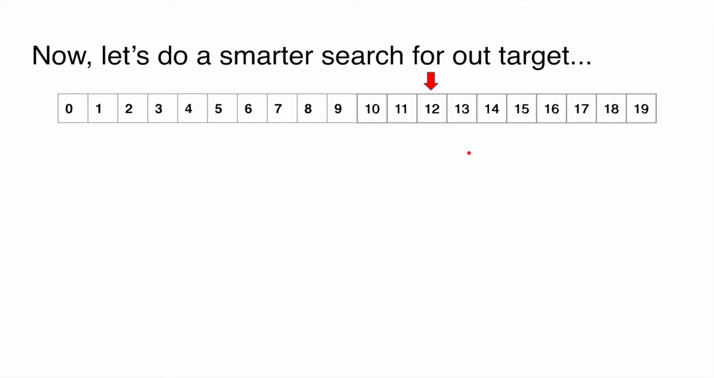So how would we work? Well, the first thing we do when we're playing smart is check the middle. How do we find the middle? I add the left to the right and divide by 2. 19 plus 0 is 19. Divided by 2 is 9.5. But we use integer arithmetic, so we truncate down to 9. So I ask, is it at 9? Well, the answer is squarely no. It's not at 9.